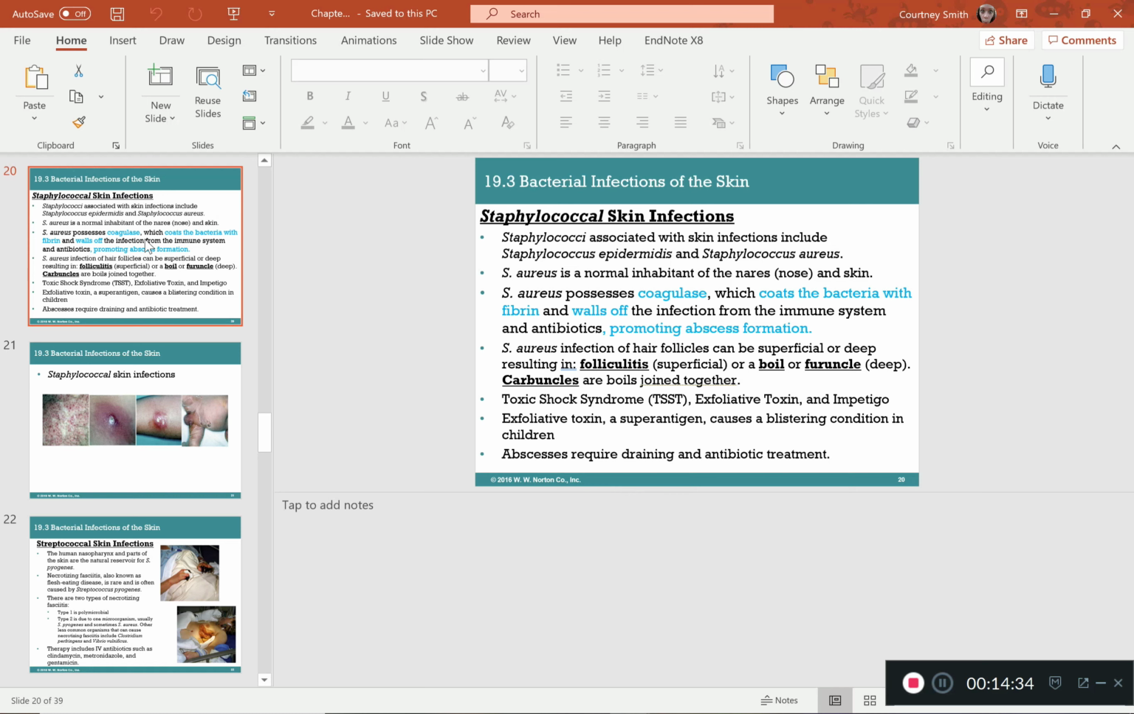So if it's superficial, it causes folliculitis or a boil, also known as a furuncle. So that's like a deep boil. Or there are carbuncles, which is where they're joined together. Sometimes it also produces a toxin, and that toxin will produce a kind of white layer on the patient.